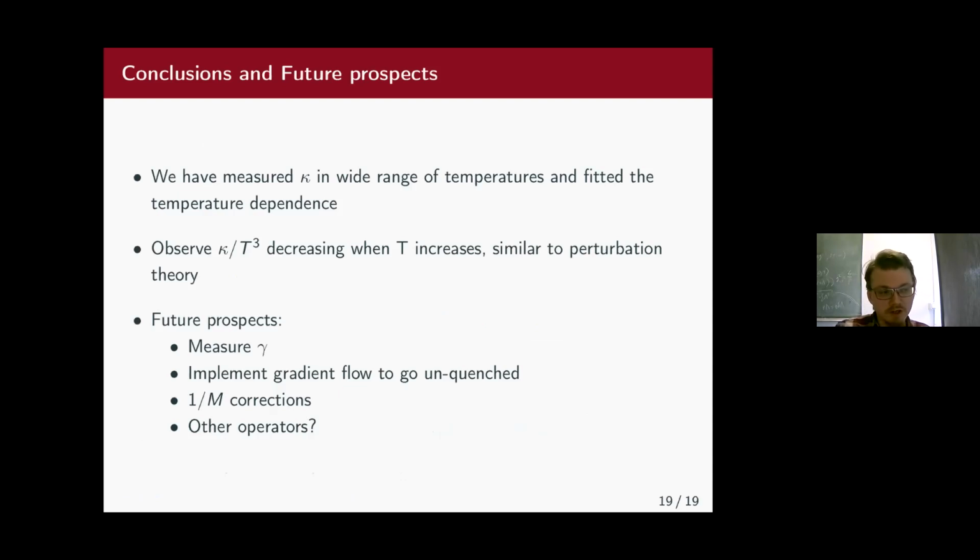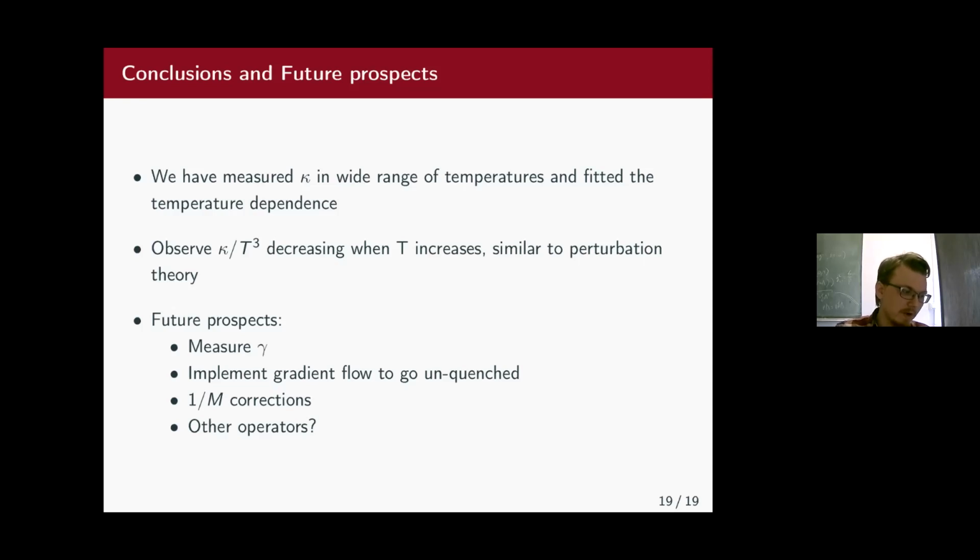We observe that the kappa is decreasing when the T increases. This is similar to perturbation theory behavior. And in future, we are planning on measuring the gamma, which is the dispersive counterpart that affects the quarkonium physics, but you can measure it also from the quark data. We want to implement the gradient flow and then hopefully go unquenched, since everything here is N_f = 0 and everything physical would include quarks.